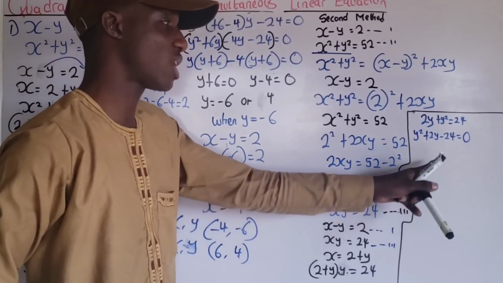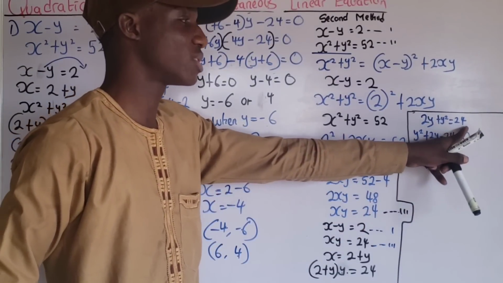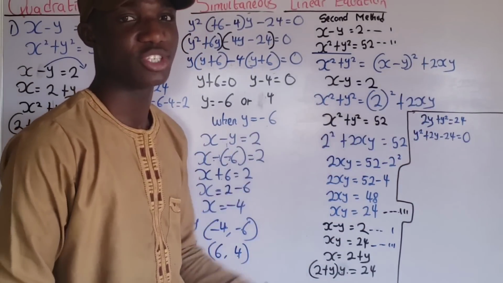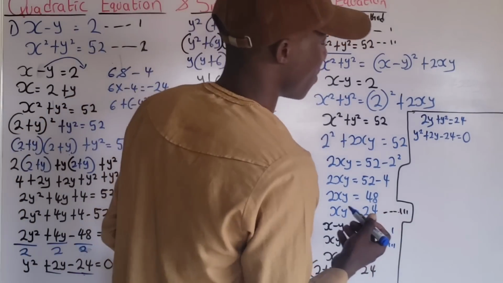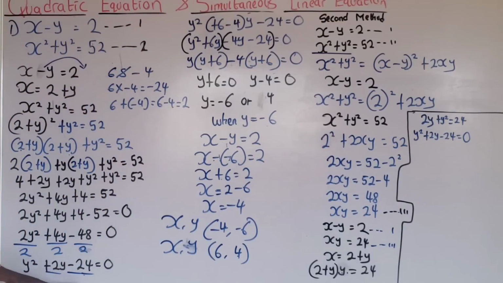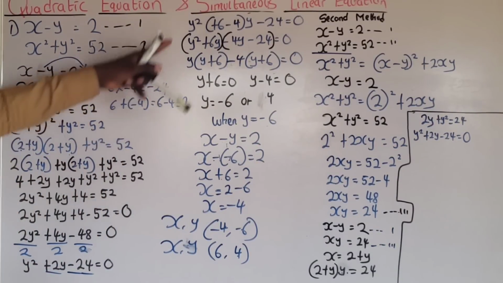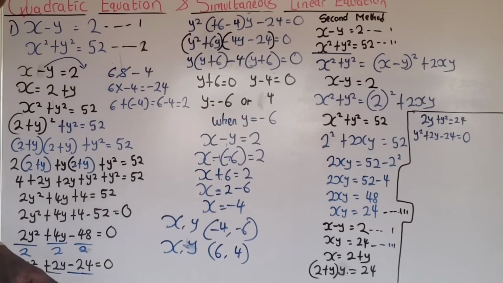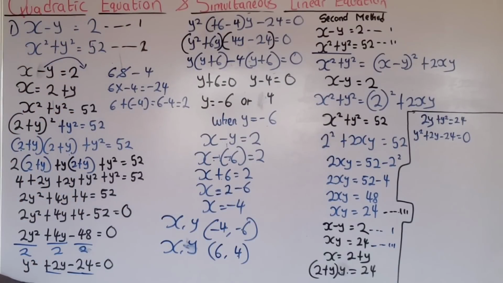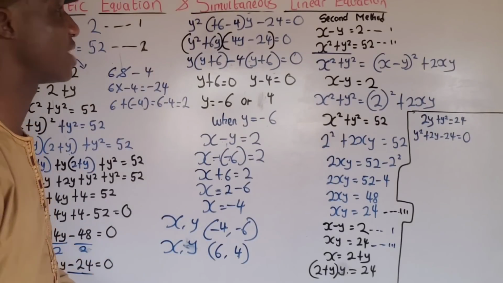I'm very sure you understood how I got here. I just brought this 24 to the left hand side of the equation and the positive sign changes to negative sign. So now I'm going to solve this using the factorization method like we did before. You can see, we have already arrived at the same equation that we got when we solved it using the first method. So all you have to do is just solve it using the factorization method.